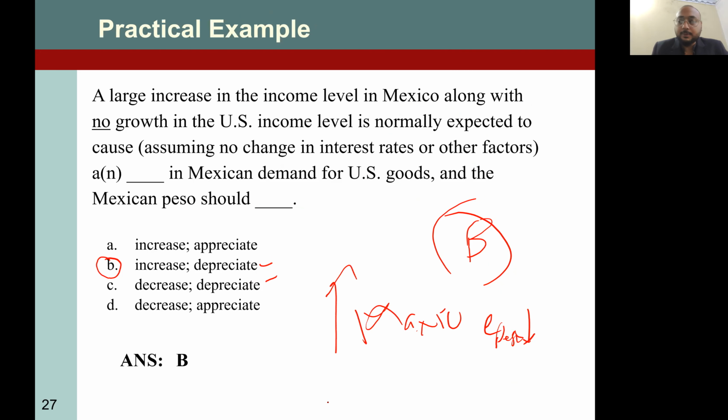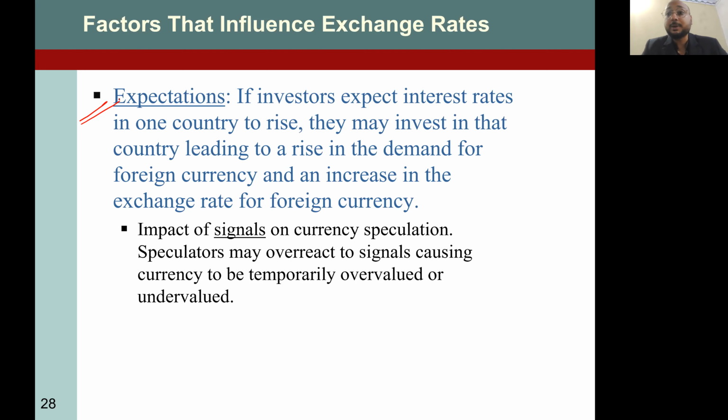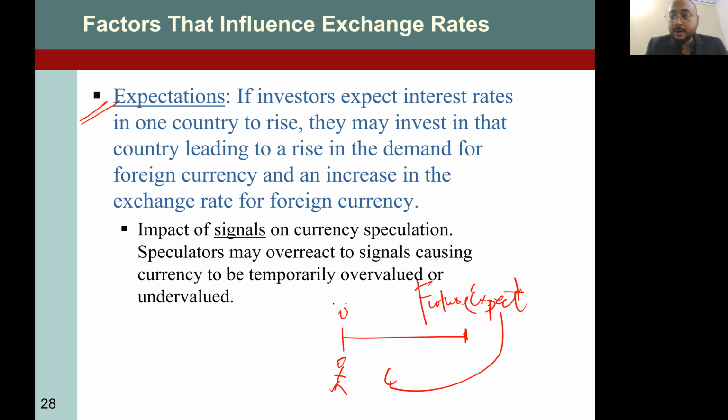Okay, now the fifth one is expectations. Expectations means you are at point zero, you are here, and expectations are here, based on the future. You decide right now at point zero based on the future. That is the expectation factor here. If investors expect interest rates in one country to rise, does this mean the interest rate is going to rise right now? No, in the future. They may invest in that country, leading to a rise in demand for the foreign currency.